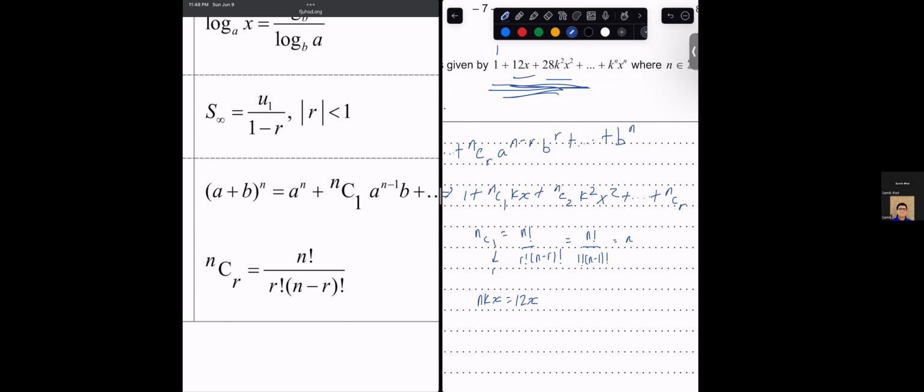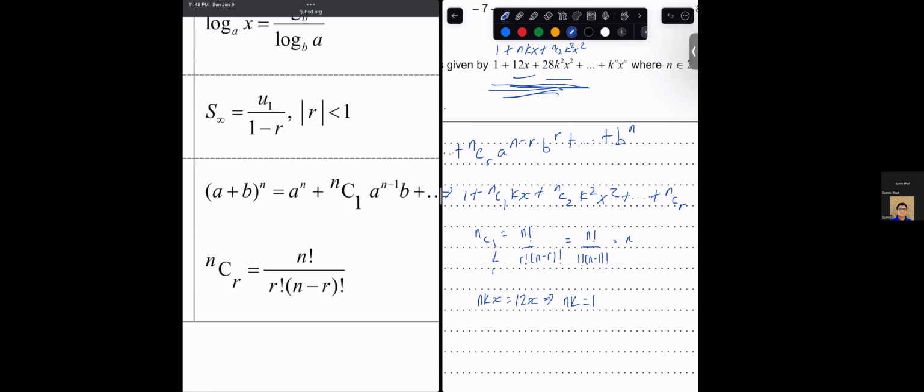This is essentially 1 plus nkx plus nC2 k squared x squared, right? So nkx equals 12x. What is this? x cancels both sides, nk equals 12.